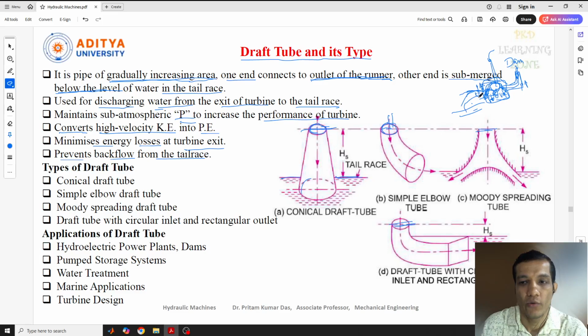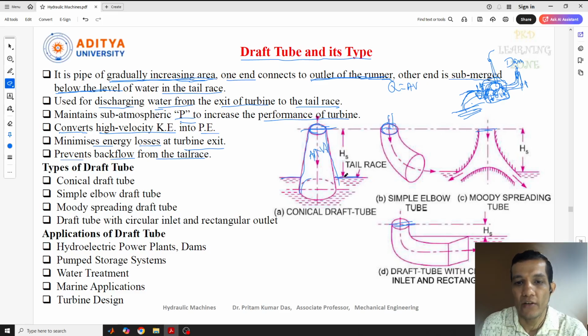It is difficult. So what will happen? To maintain the pressure level between the runner outlet and the atmosphere, we connect the draft tube. In the draft tube, as I told you, there is a gradually increasing area. With this increasing area, the velocity started decreasing. If the area increased, our velocity will decrease. We know the formula Q equal to AV. So area increased, velocity decreased.